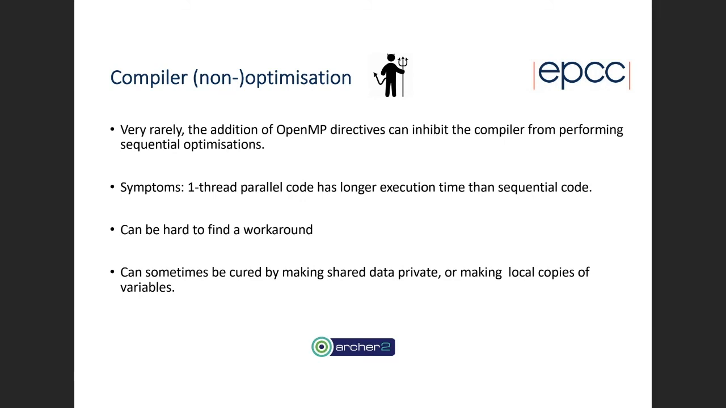Sometimes you can cure this by essentially telling the compiler more about variables, or making the compiler make less worst case assumptions. So if you can, make private copies of shared data where that's possible, or make local copies of variables in routines. Even to the extent of, at the start of the routine, copy something into a local variable, use that in the parallel region, and copy it back into the global variable at the end. Even tricks like that can sometimes help. But thankfully this is rare, and it's just worth being aware that if you're very unlucky, it might bite you once in a very long time.